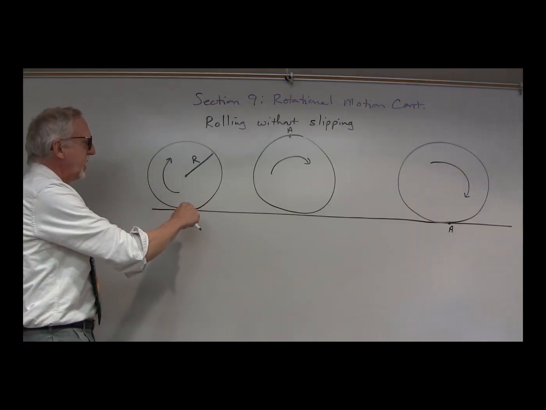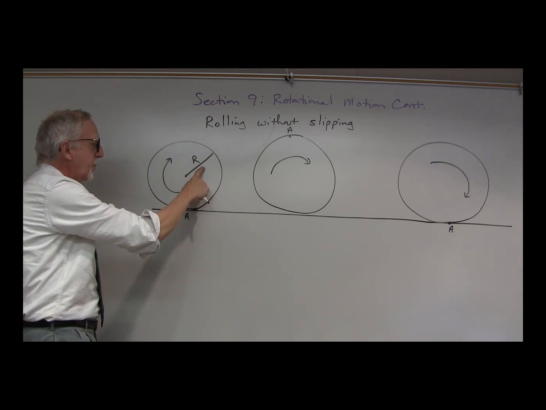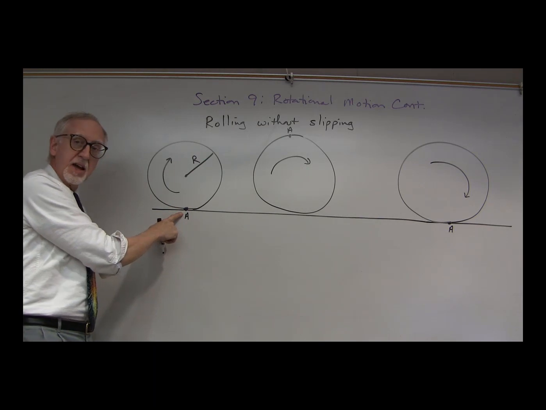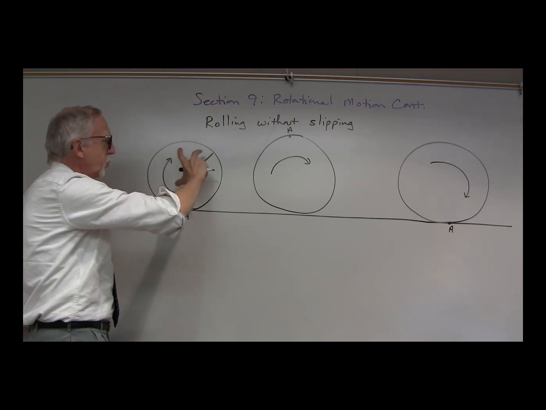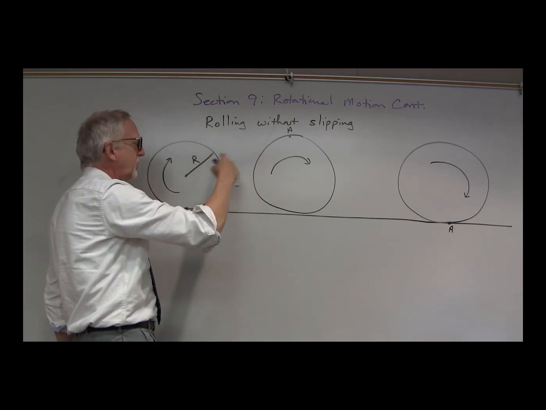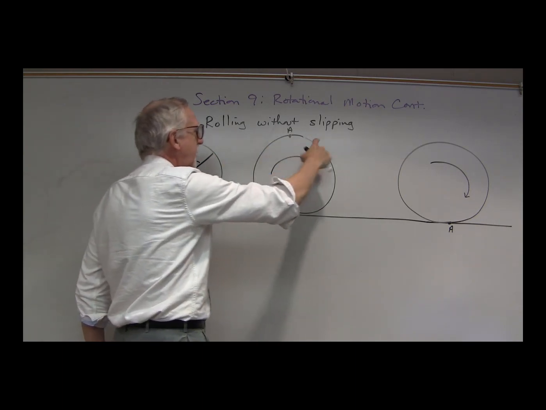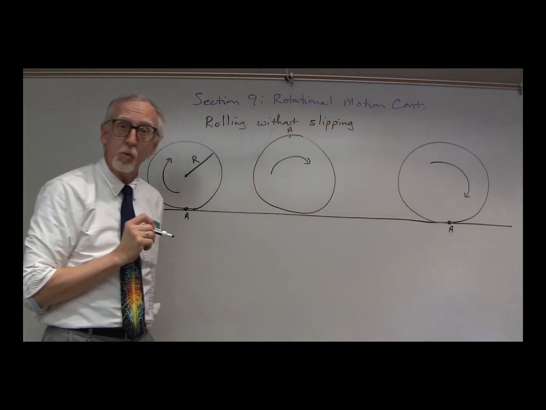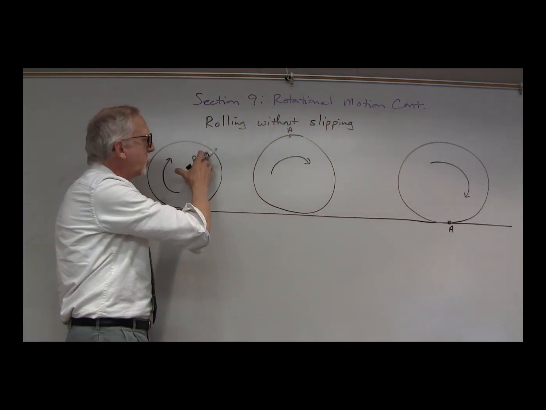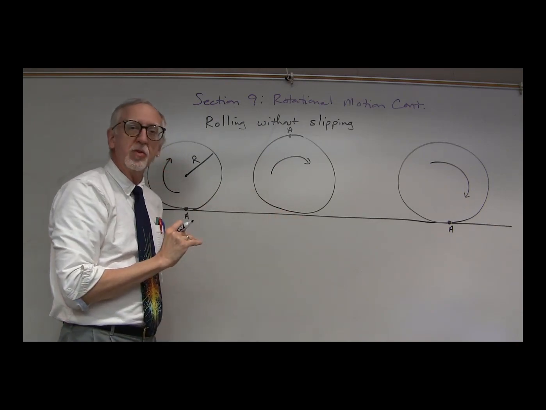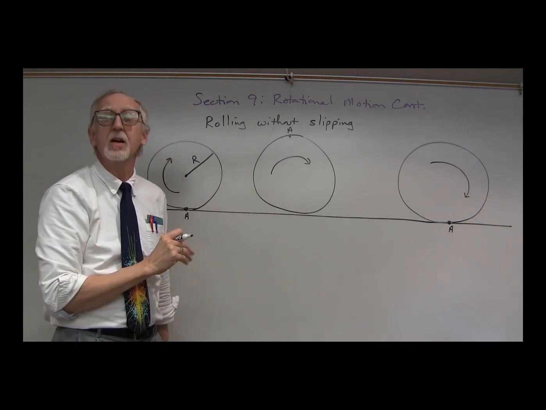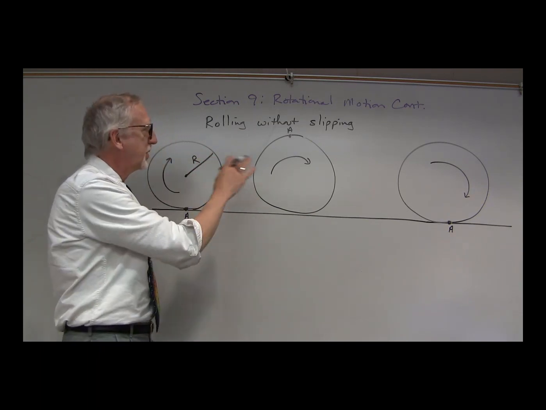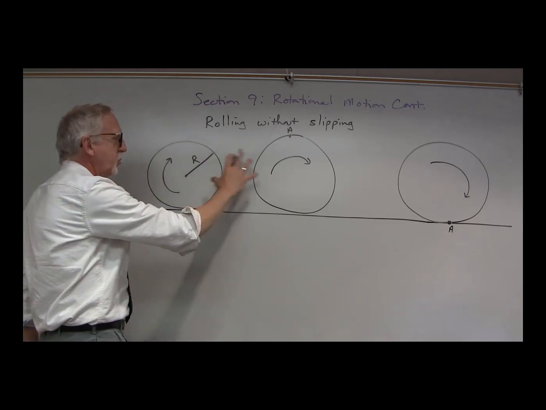So let's imagine we've got this tire, this wheel of radius capital R, and at some point, let's say a point on the wheel is in contact with the ground, say this point A, and then it rolls along, and as it rotates, A goes up, and it continues to roll along until A comes back down and comes in contact with the ground again. As long as the wheel maintains contact with the road, or whatever the surface is, it's rolling without slipping.